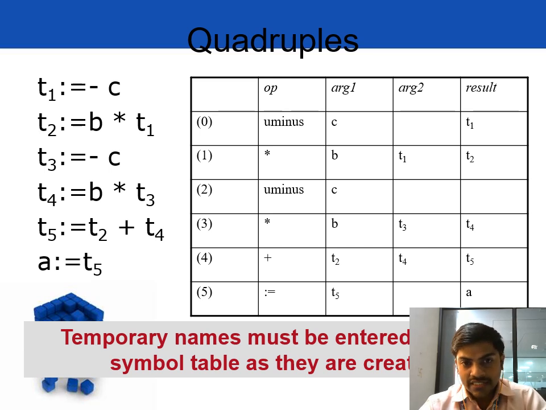Let us take for an example t5, which involves the addition of t2 and t4. The operator used is plus, argument 1 is t2, argument 2 is t4, and the result is stored in t5. And this is how the quadruple is implemented. That is, the three address statements are transformed into an implementation called quadruple and stored in the memory. And temporary names must be entered into the symbol table as they are created. That is the usual property that we have.